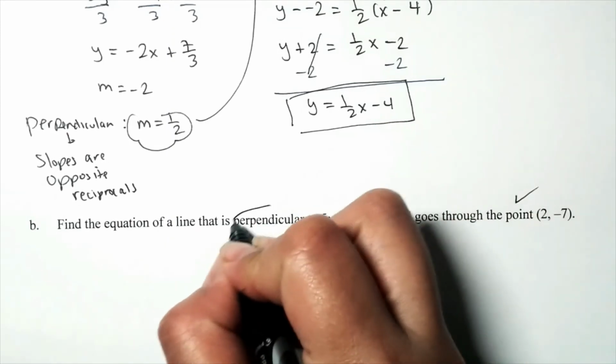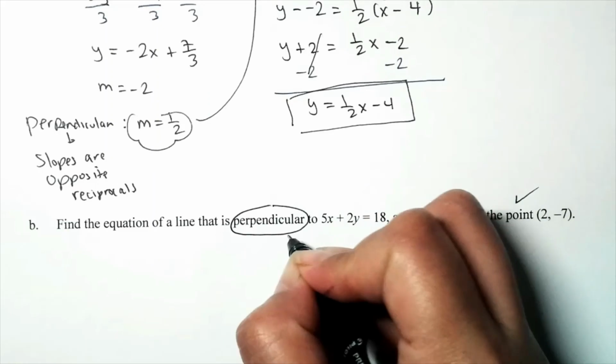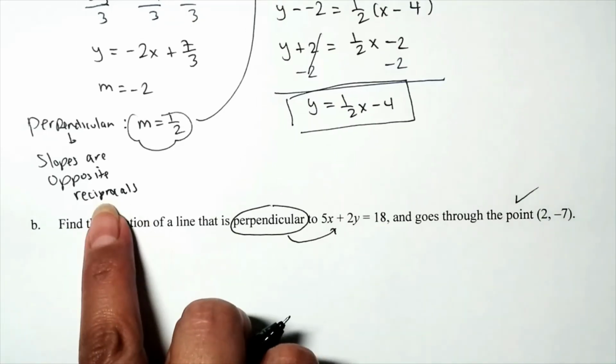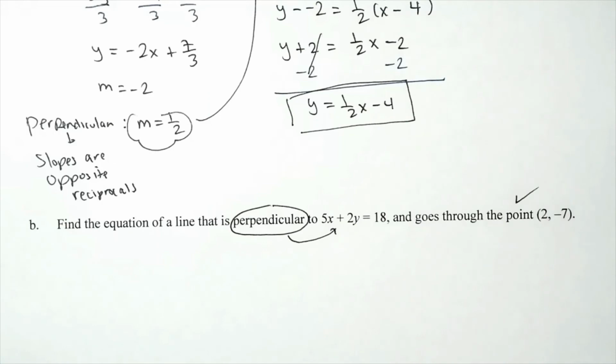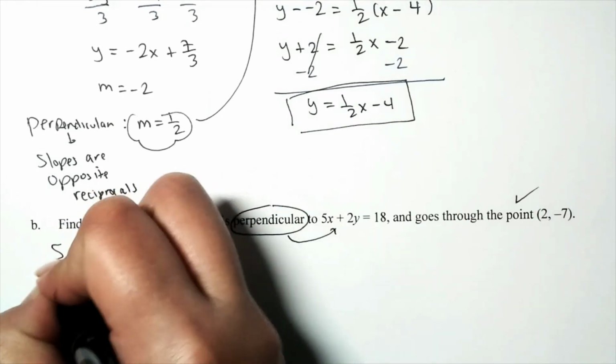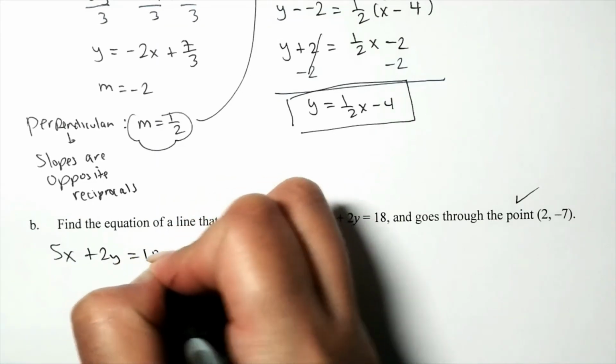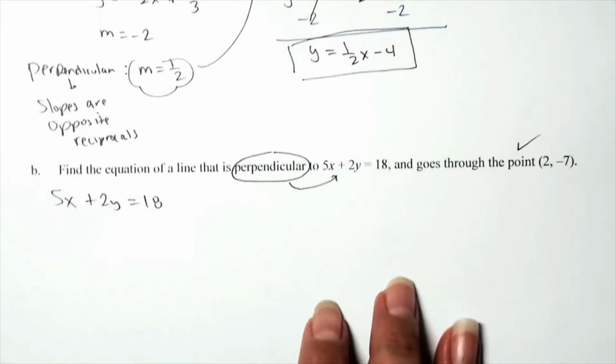Okay, our lines need to be perpendicular, so we are going to find the slope of this line, and then make sure that the lines are perpendicular. So we need to make sure that the slopes are opposite reciprocals. So we have 5x plus 2y equals 18. Work your magic, write this in slope-intercept form.